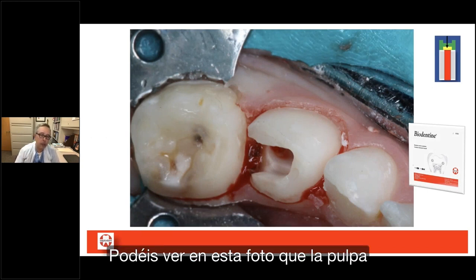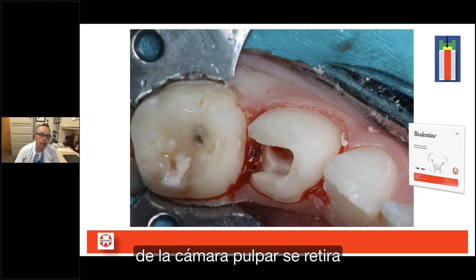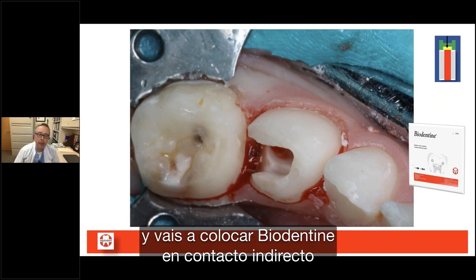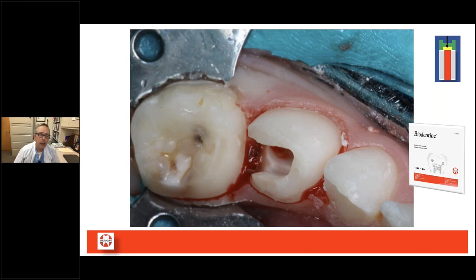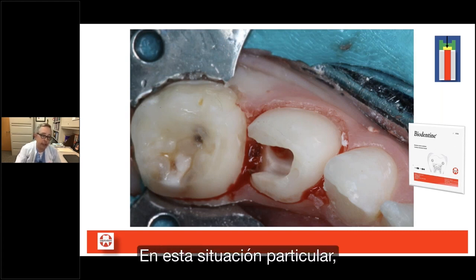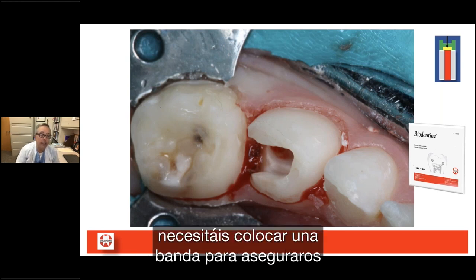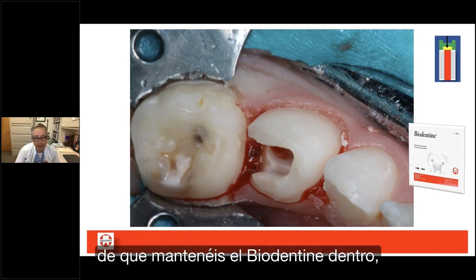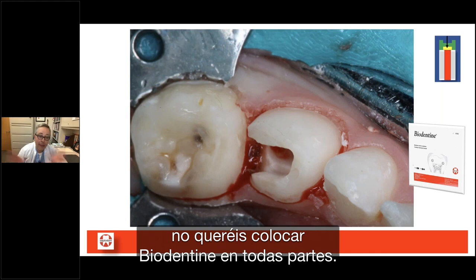You can see in this picture that the pulp from the pulp chamber is removed, and you are going to place Biodentine in direct contact with the pulp horns. And you fill that cavity. In this particular situation, you need to place a band. So you make sure that you keep the Biodentine within. You don't want to place Biodentine everywhere.